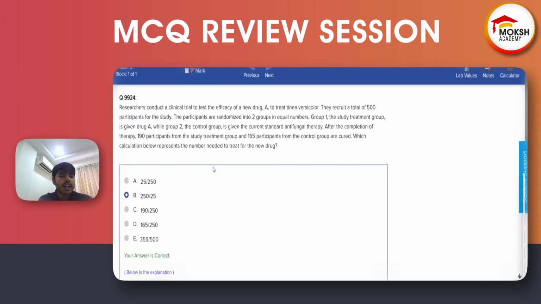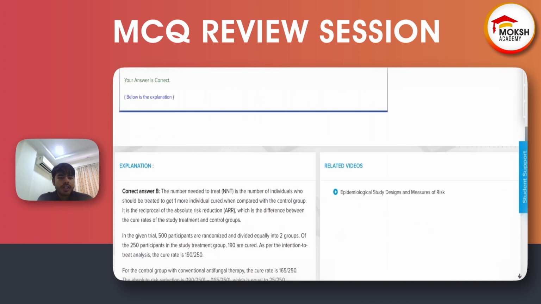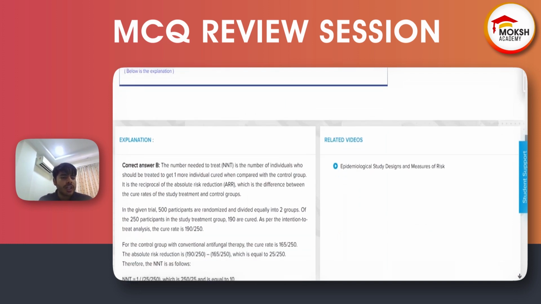Now this is again the calculation below for number needed to treat. For number needed to treat, you need to know the difference, and 1 upon that, the reciprocal, will give you the answer. Number needed to treat is the number of individuals who should be treated to get one more individual cured when compared to the control group. It is the reciprocal of the absolute risk reduction, which is the difference between cure rates of the study treatment and control groups. In the given trial, 500 participants are randomized and divided equally into two groups.